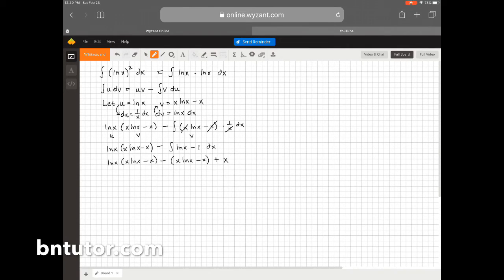There are some things we could do at this point to simplify this expression, but for all intents and purposes, this problem is done as long as we add the plus c at the end.